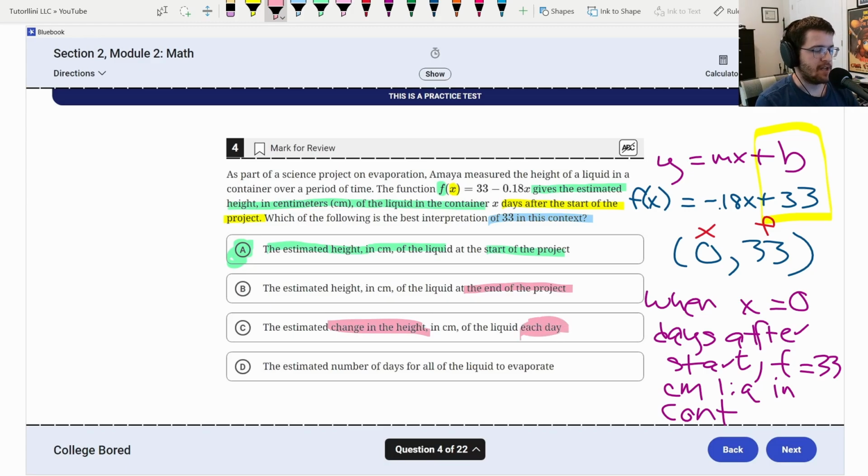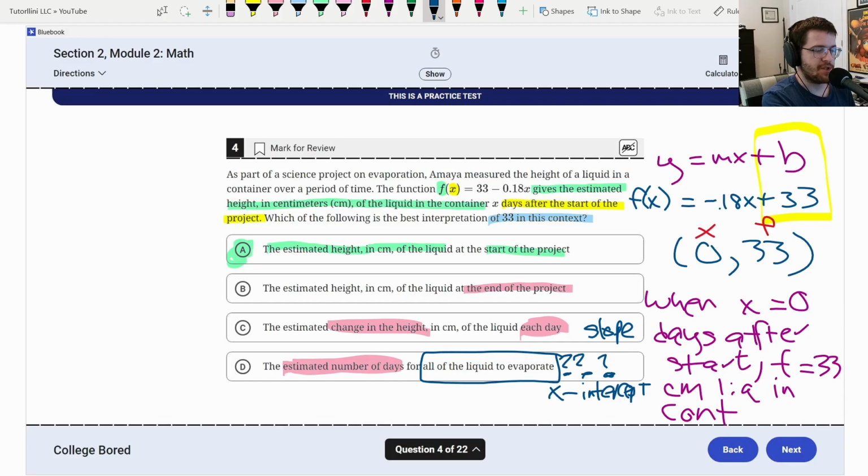And then it said the estimated number of days for all of the liquids to evaporate. That's not what the y value of the y-intercept tells us. We said it's the estimated height. And then for all the liquid to evaporate, we'd maybe have to do some calculation. I'm not exactly sure. I think that's actually maybe more describing when the height is, when y is 0. So maybe this one's talking about the slope. This one down here is maybe more talking about the x-intercept.